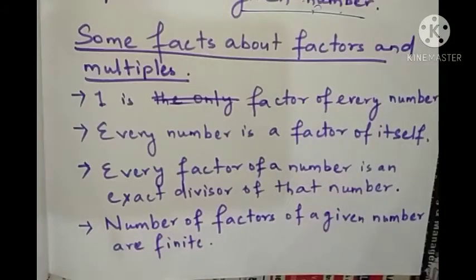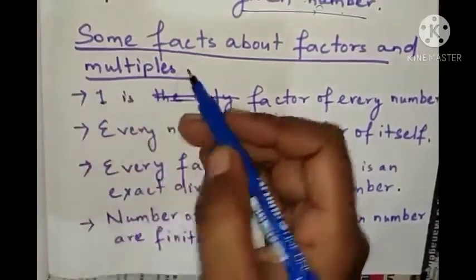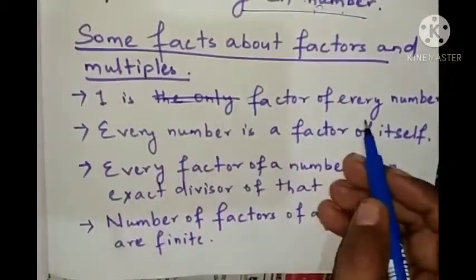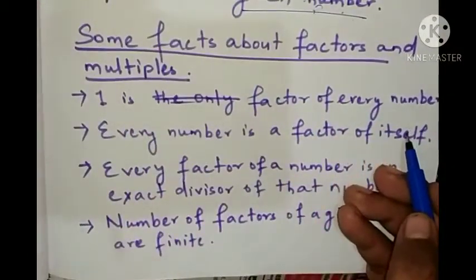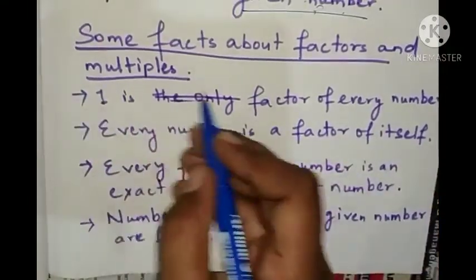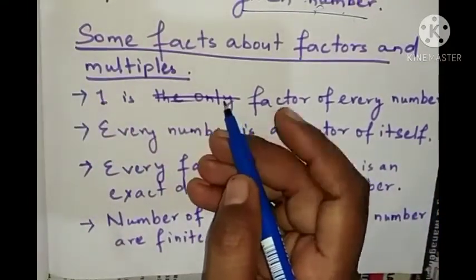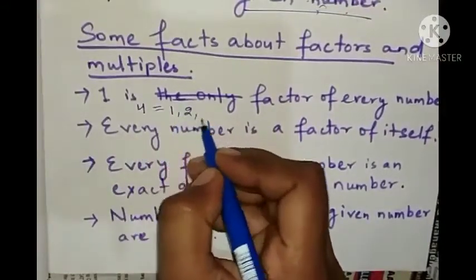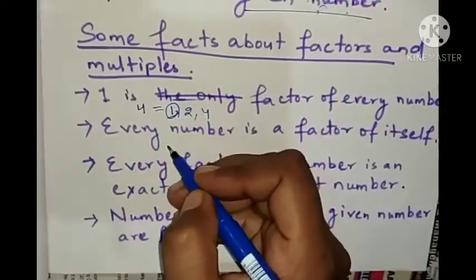Let's see some facts about factors and multiples. So here you are seeing some facts about factors and multiples. Look at here, 1 is the factor of every number. Okay, so 1 is the factor of every number. You have seen in 4, the factors are 1, 2, 4. So 1 is the factor.